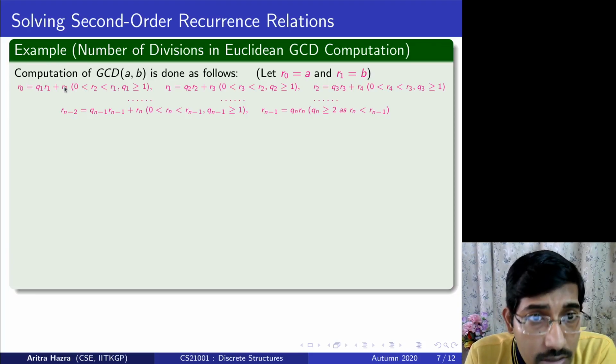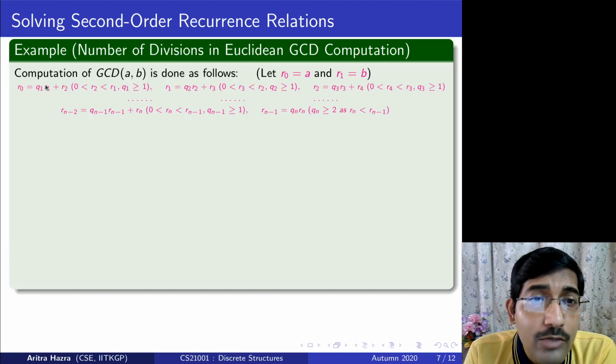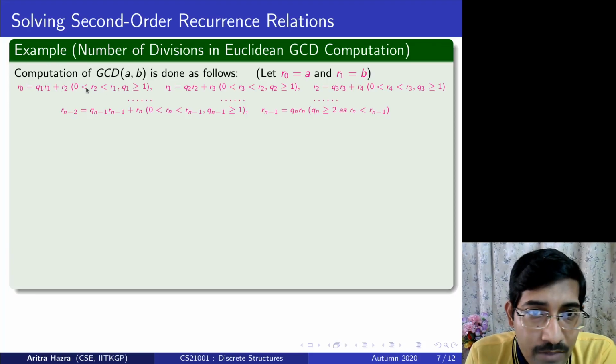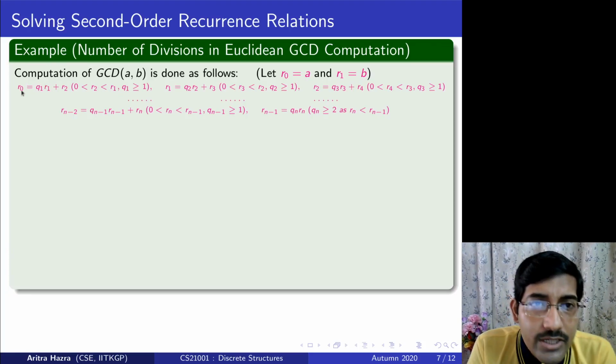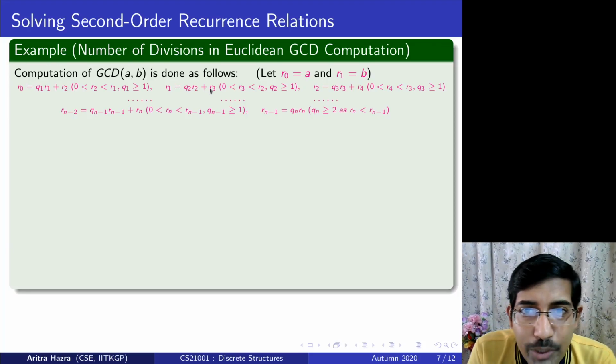It is not 0, because otherwise I could have said that the GCD is R1 itself, because it directly divides R0. So R2 must be greater than 0, and R1 must be greater than R2, because otherwise I could increment the quotient Q1 by 1. So this relation is valid, and my Q1 should be greater than or equal to 1, because at least once I can divide. Again, I take this remainder to divide R1. So R1 will be Q2 into R2 plus R3, the same relation holds, and so on for the next one, and proceed this way.